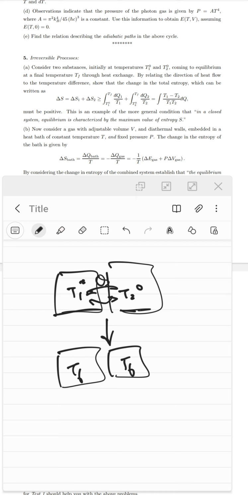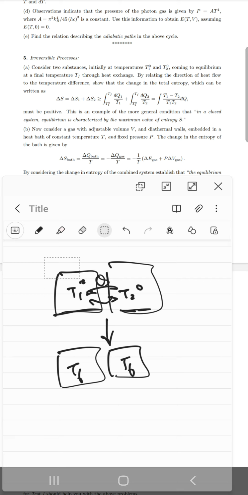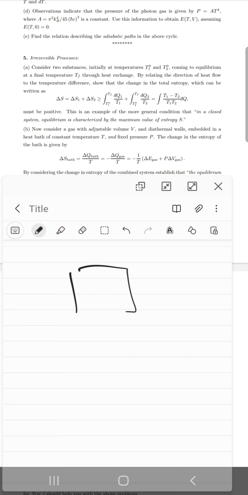Fine. Okay. Now consider a gas with adjustable volume V and diathermal wall embedded in a heat bath of constant temperature. So I'm just going to draw that out. So a gas with adjustable volume V, diathermal walls, so this is letting heat flow, embedded in a heat bath of constant temperature T. So it's connected to something that has a constant temperature and a fixed pressure P. So the pressure is fixed. Some piston, I don't know. All right, and its volume is V.